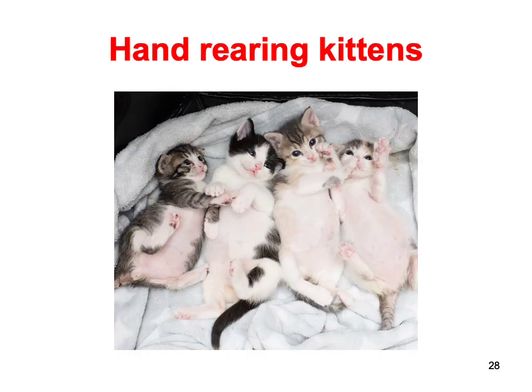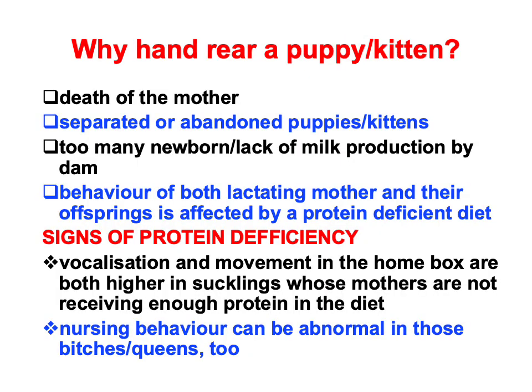The next topic was the so-called hand rearing of kittens and puppies. And the question arises, why hand rear a puppy or a kitten? The reasons and the causes include the death of the mother, separated or abandoned puppies or kittens, too many newborns or large litter size, and lack of milk production by the mother.